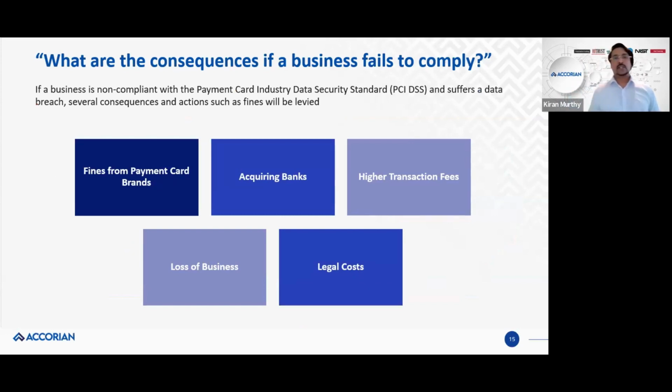All right. So, what are the consequences if a business fails to comply? Thanks, Andrea, for bringing up the slide. This is the most common question we hear: what if I don't comply with the PCI DSS? What is going to happen? Just to remind, it's essential for businesses to take PCI DSS compliance seriously and invest in robust security measures to protect the payment card data.